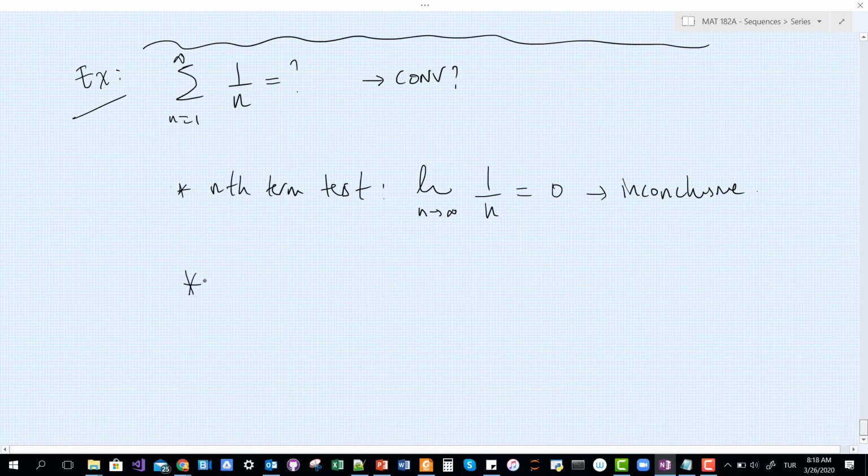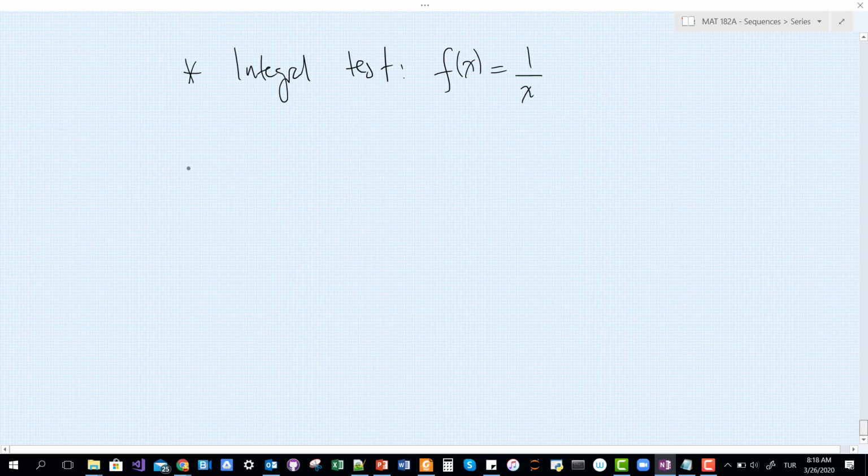So I decided to use the integral test. To do that, I need to choose a function. Of course, I can choose the same function, which is equal to my n-th term at all those points. The obvious selection is going to be 1 over x. What the integral test says is to apply the integral to this function and then look at whether it is convergent or divergent.